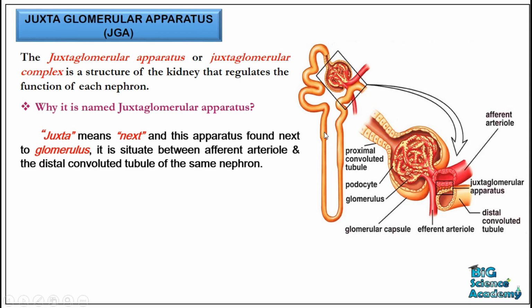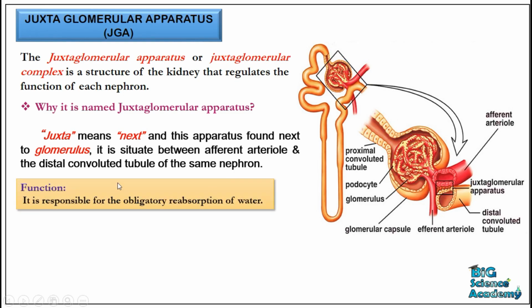First we have to know why it is named the juxtaglomerular apparatus. Juxta means next, and this apparatus is found next to the glomerulus, and that's why it is named the juxtaglomerular apparatus. It is situated between the afferent arteriole and the distal convoluted tubule of the same nephron. So what is the function of the juxtaglomerular apparatus? It is responsible for the obligatory reabsorption of water.